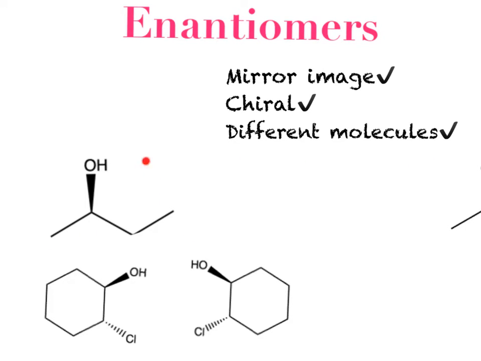So we'll look at this molecule over here. The enantiomers of this molecule would look like this. They're mirror images of one another, chiral, and different molecules. And you can see here in this example that when there are two stereocenters in a molecule, it works the same way, where there are no planes of symmetry and they're essentially different molecules.